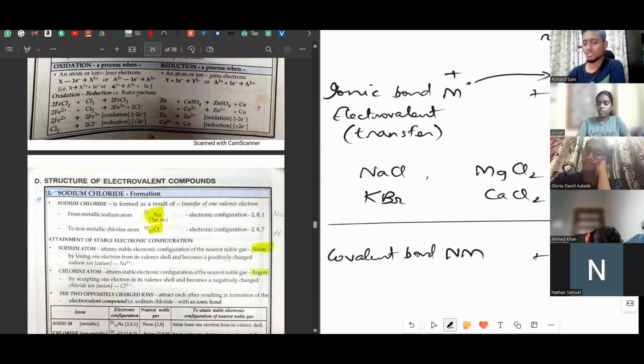Now, do you think this bond will be strong? It won't be very strong. Because both are non-metals, which means both will get a negative charge. When two negatives are brought together, there is no attraction actually. But in this case, there is a very slight attraction. There are some forces that hold these two non-metals close to each other.